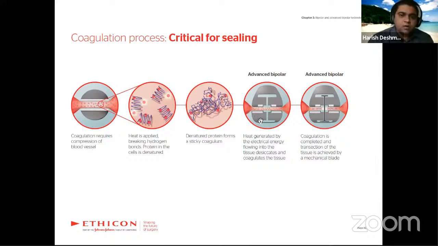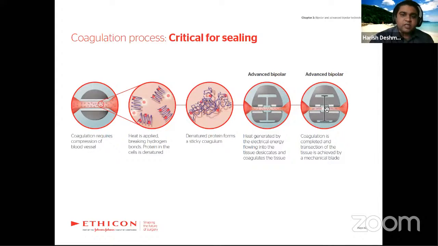NSEAL, Ethicon's platform, basically NSEAL. It generates heat enough, that is 100 degrees Celsius, to denature the protein, and because of which it keeps on modulating the current and not allowing the current to move out.